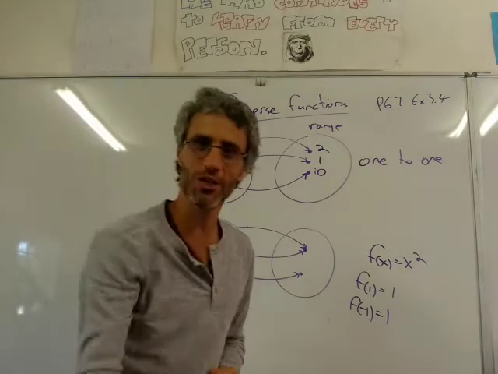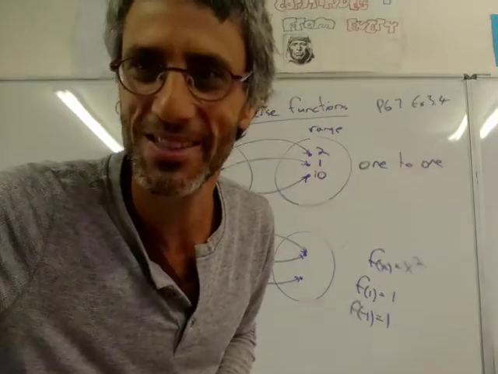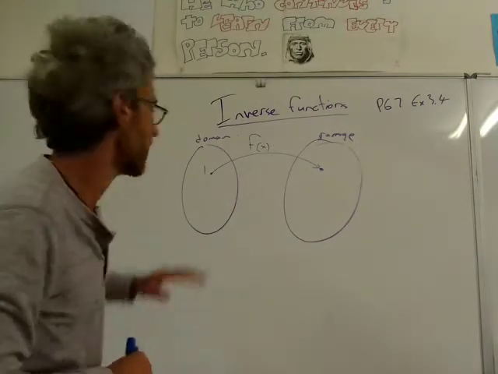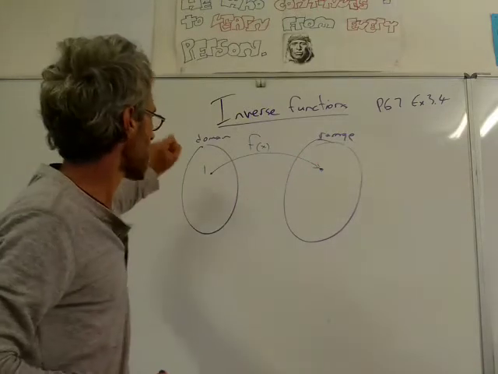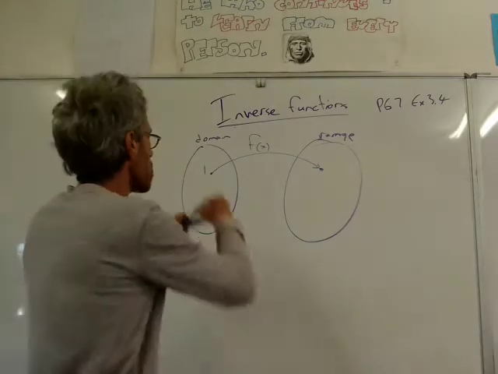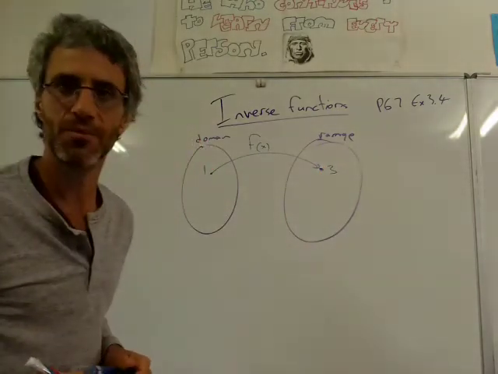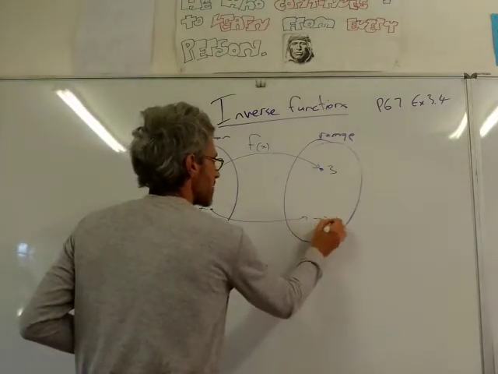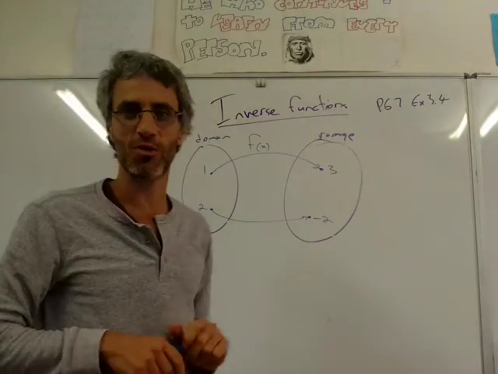So for the rest of this video, we're only dealing with one-to-one. We're just looking now at one-to-one functions. Let's say we have an example of that. We've got a domain, we've got a range, and this function, we'll call it f of x, assigns for each x a unique value of y. So let's say it takes 1 and turns it into 3. Let's say it takes 2 and turns it into minus 2. For each value of x, there's only one value of y.